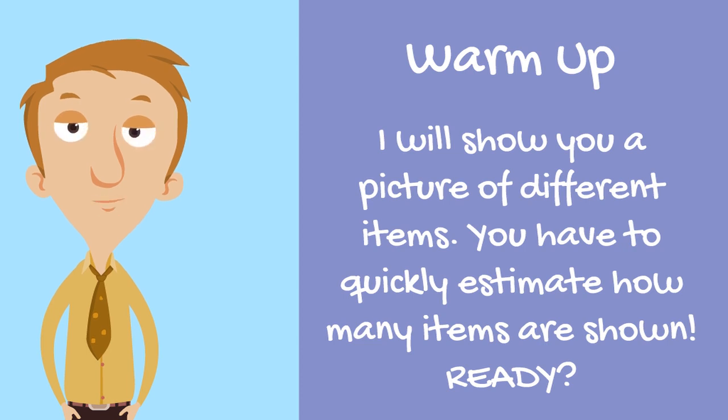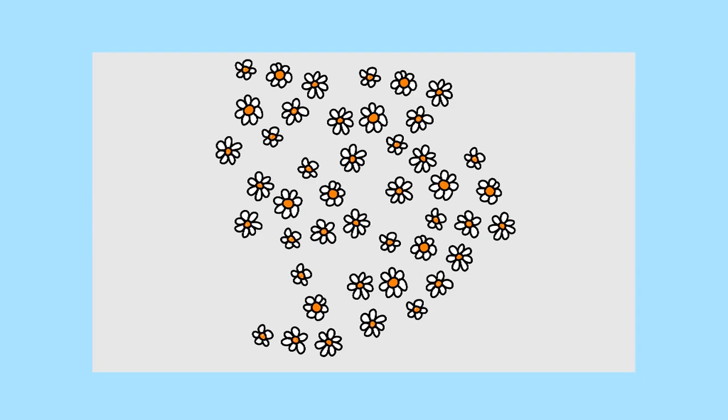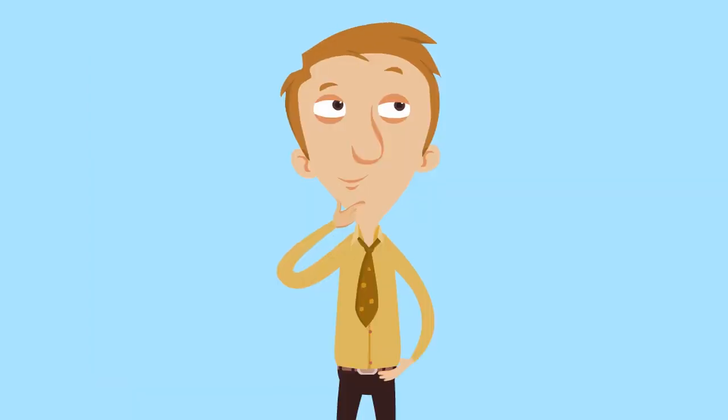I'm going to show you a set of different items. I want you to look at the picture and very quickly estimate how many items you think there are in the set. Are you ready? Okay, first picture. Here's a bunch of daisies. Pause the video and write down how many daisies you think there were.